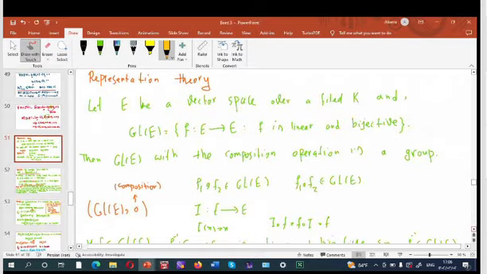Now ρ_G(g) of f is an element of ck of G, so that this is a function from G to K, and this can act on all elements in our group G. ρ_G(g) of f can act on elements in G, because ρ_G(g) of f is an element of this vector space, and this vector space is the set of all functions such as f from G to K.